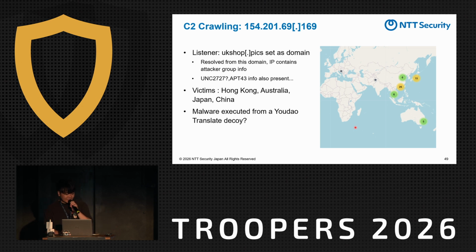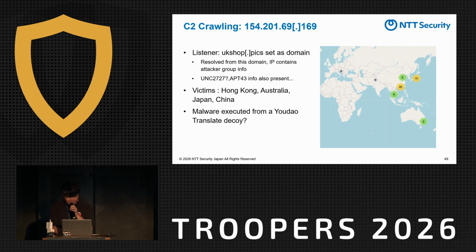And after this slide, we will explain our example of crawl results for an actual vShell server. The server in question has the IP address 164.201.69.169. It was confirmed that this server has ukshop.pix set as its listener domain. Also, the IP address that this domain resolves to may contain information related to attack groups.